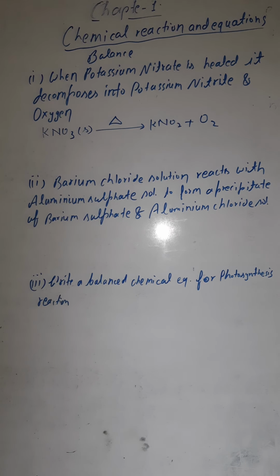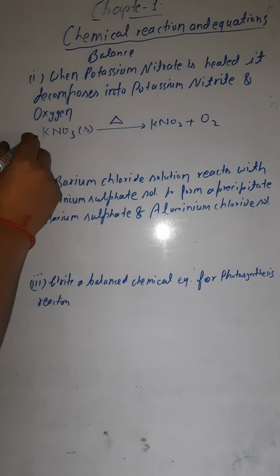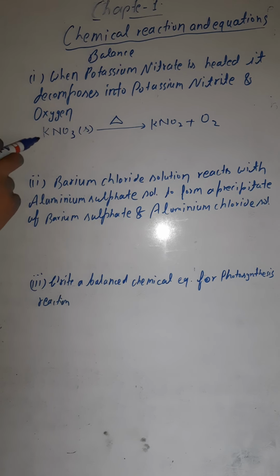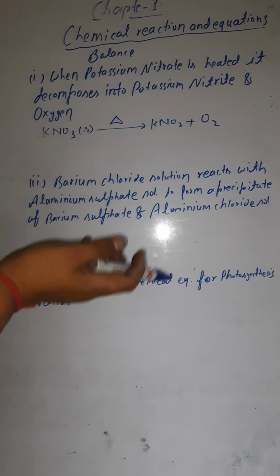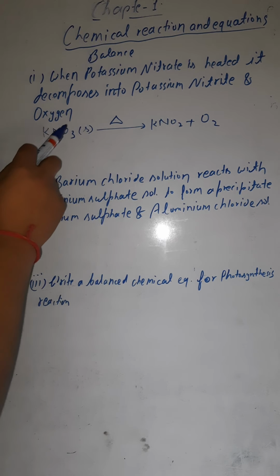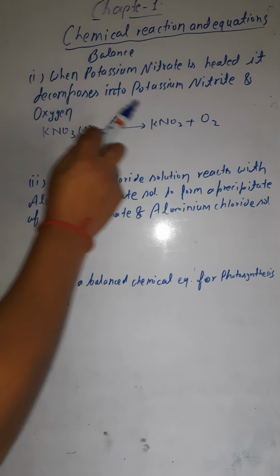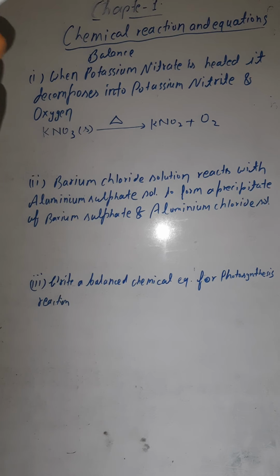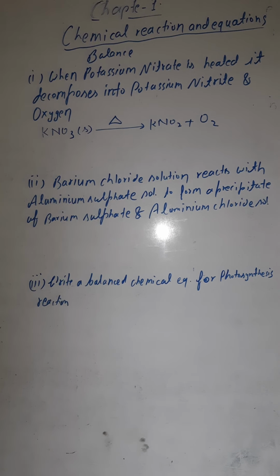Now how to balance it? First we'll balance potassium. Potassium is the metal, so first we'll balance the metal potassium. So one potassium. Then you'll balance the non-metal, that is nitrogen. So nitrogen is one here also, no problem. Now we try to balance the oxygen. Here there are only 3 oxygen atoms, but on the other side 2 plus 2, 4 oxygen atoms are there. So how to balance?